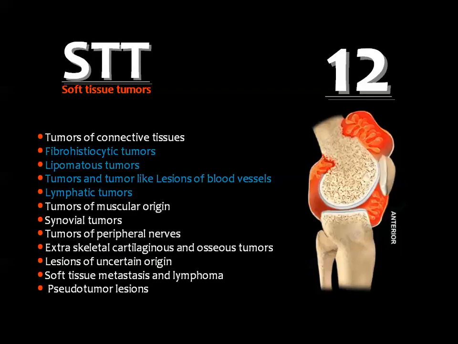Then we classified the soft tissue tumors into 12 categories, and we started by the first category, which are the tumors of the connective tissues. We have finished with this part in the first section of these talks. Now, in the second part, we will deal with the fibrohistiocytic tumors, the tumors of fat, and the tumors of the blood vessels, as well as the tumors of the lymphatics.